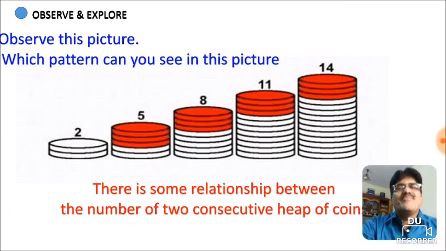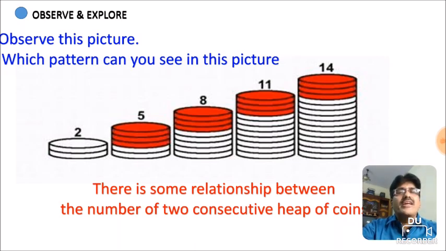Now let us see the second part of this chapter. Observe and explore. Students, please observe this picture. Which pattern can you see in these pictures? Yes, students, there are heaps of coins. In the first heap, you can see only 2 coins. In the second, there are 5 coins. In the third, there are 8 coins. In the fourth heap, there are 11 coins. And in the fifth one, there are 14 coins. You can see that they gradually increase by 3 coins.